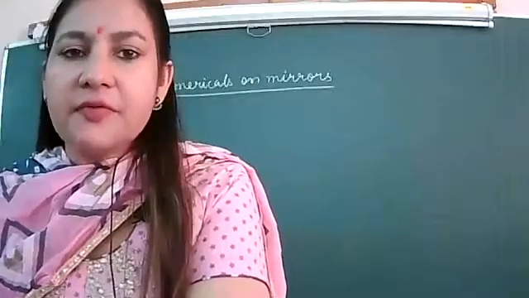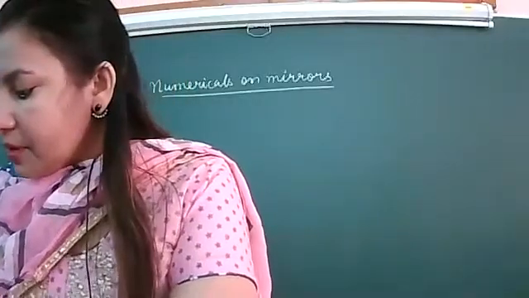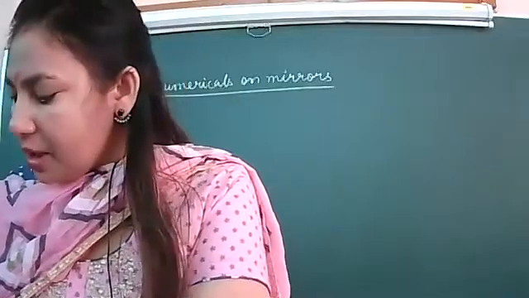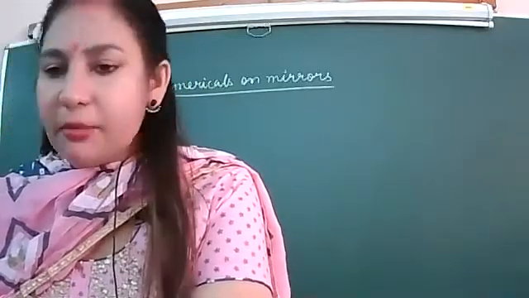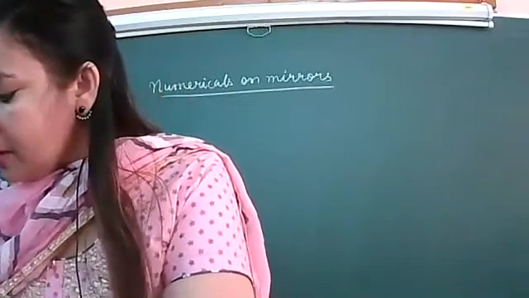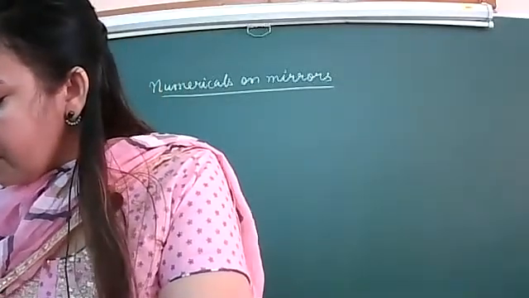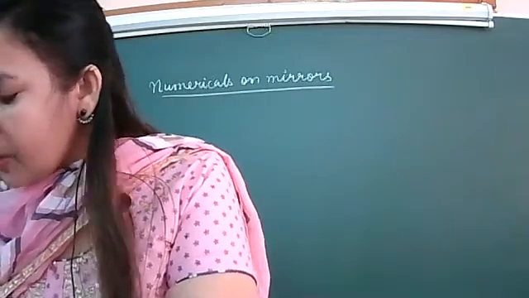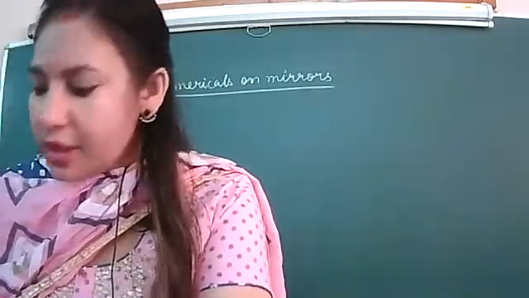Question 15 of the exercise we have done already. All right, question number 15: an object of size 7 centimeters is placed at 27 centimeters in front of a concave mirror, that we have done already. Then another numerical of mirrors in the exercise is question number 13. I think that also we discussed.